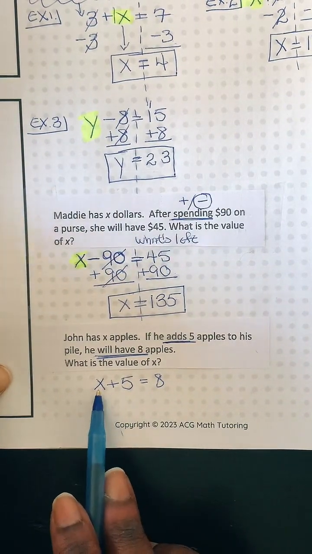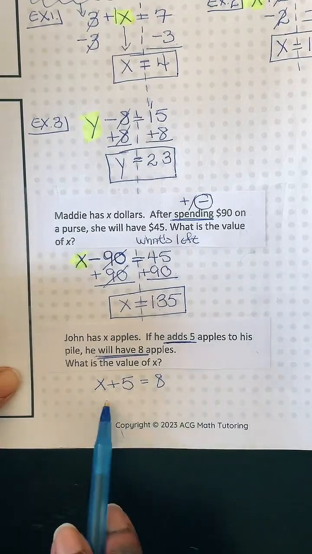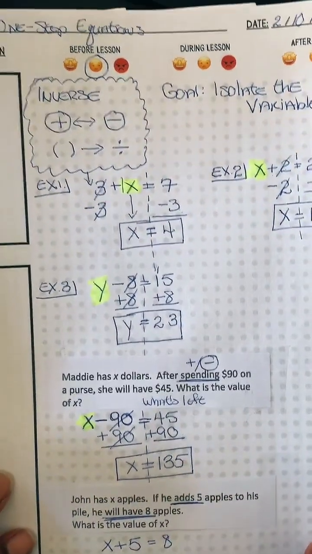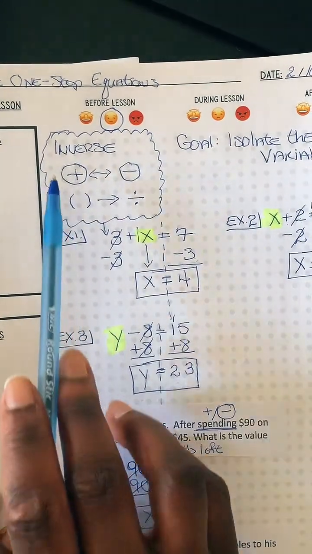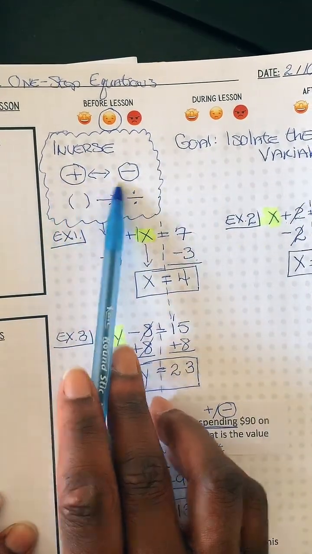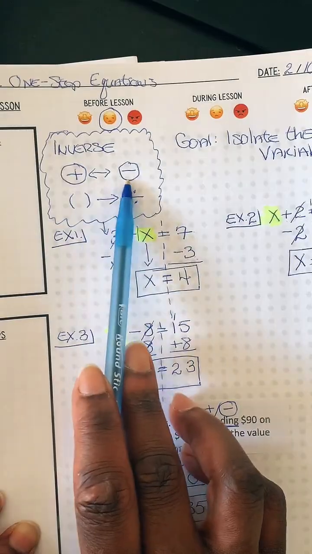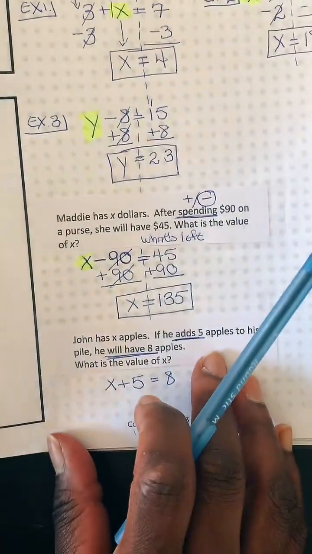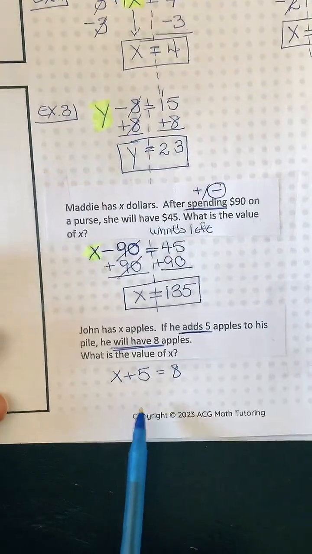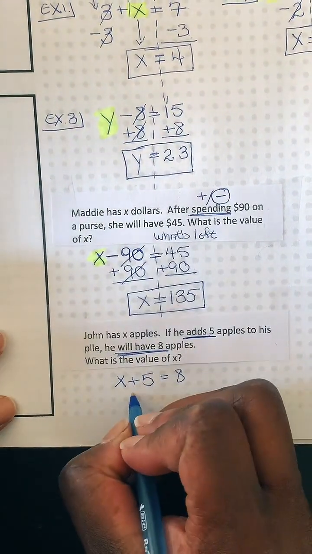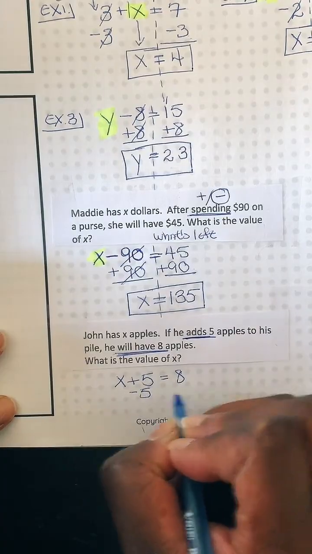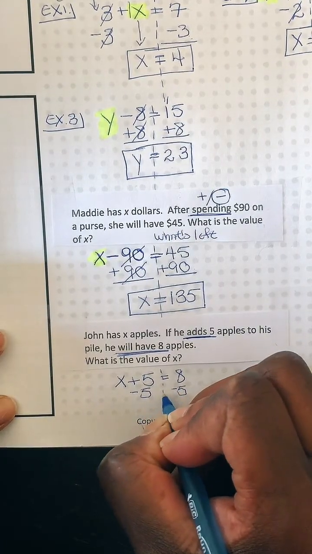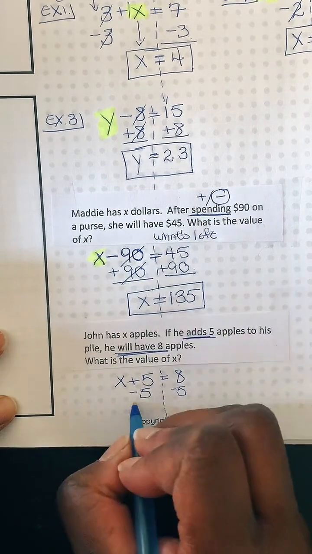So we have X plus 5. That means it's a plus 5. It's a positive. And we need to do the inverse. So if I come back up here, my inverse of plus is minus. So that means in order for me to get this X by itself, I have to subtract the 5 on both sides of the equal sign. Remember, my equal sign is like my barrier.